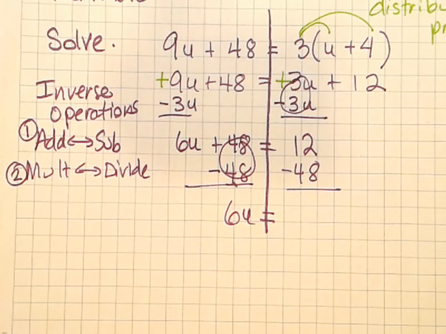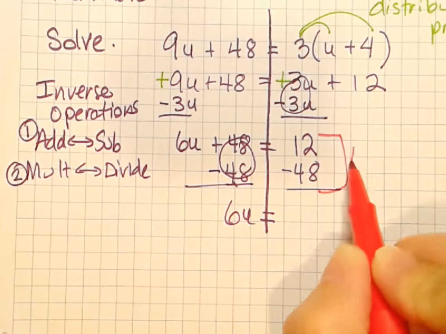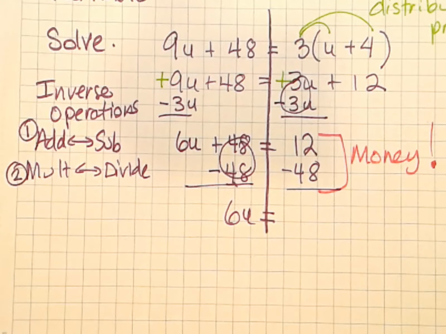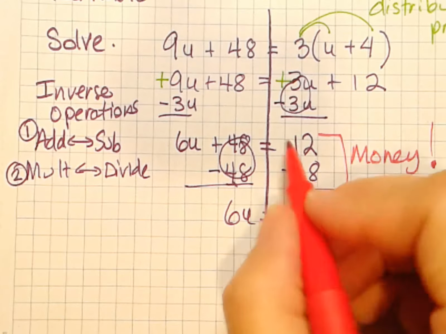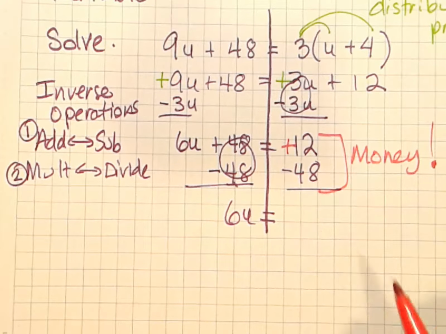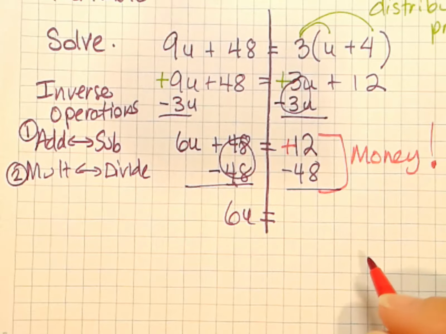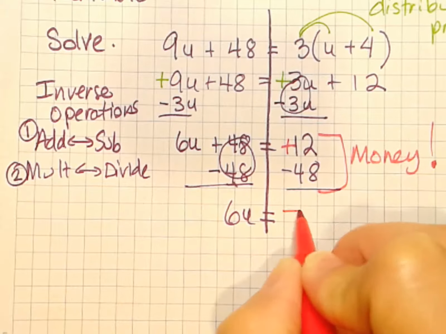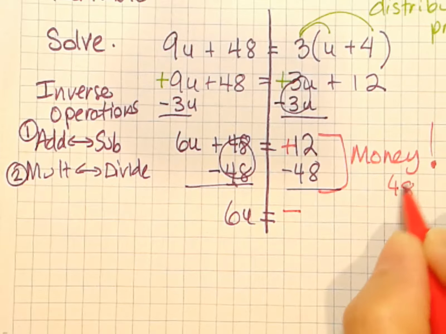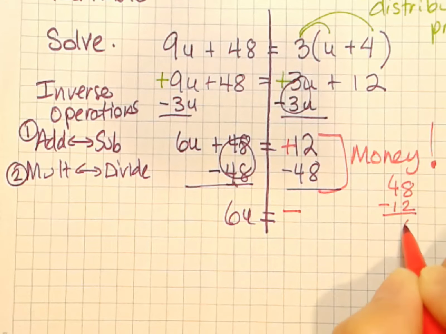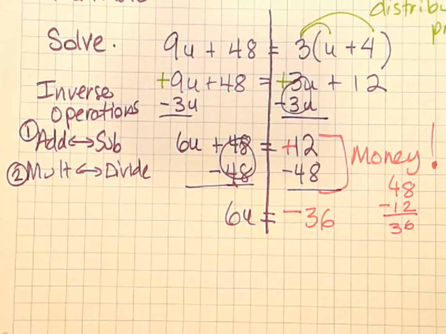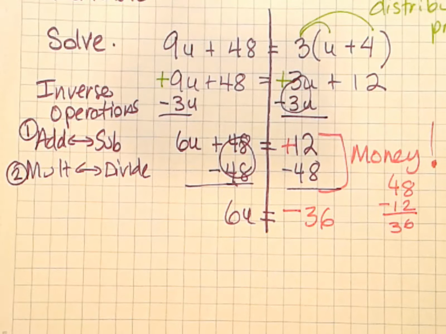Now, you remember, this is money. I'm trying to put those together. So right now, I have $12 in my pocket, but I have to spend 48 on something for school. I'm short. So the question is, how short am I? Well, to find out how short I am, I can take those two numbers and subtract them. So I am $36 in the hole. So that is a negative 36.